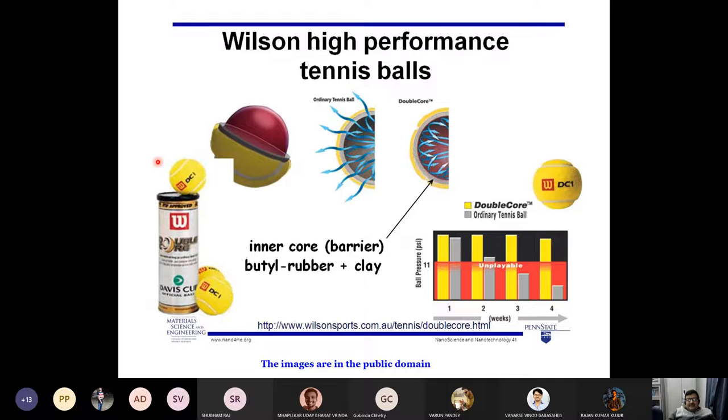If not, let me just move to the next example. How many of you are tennis followers? Anybody who likes to follow tennis? Who is the world number one right now?